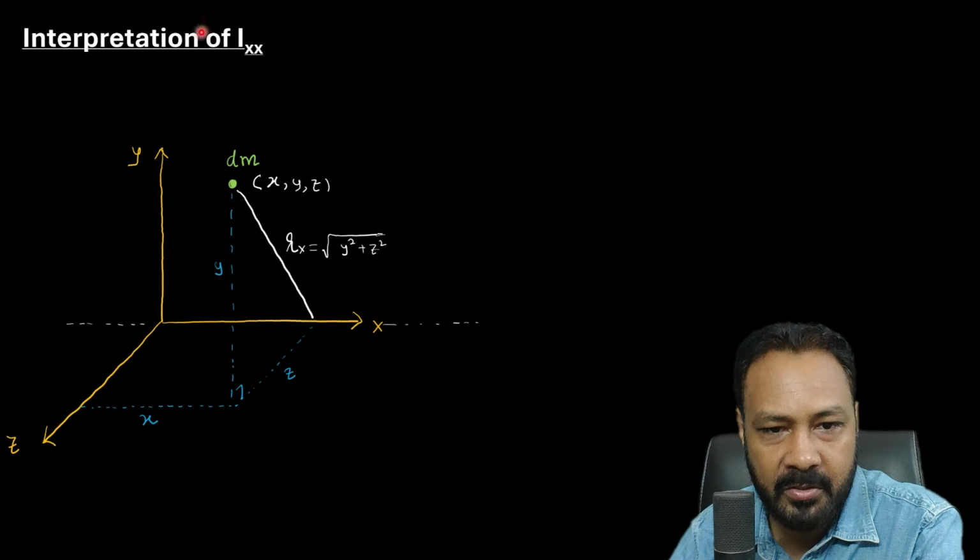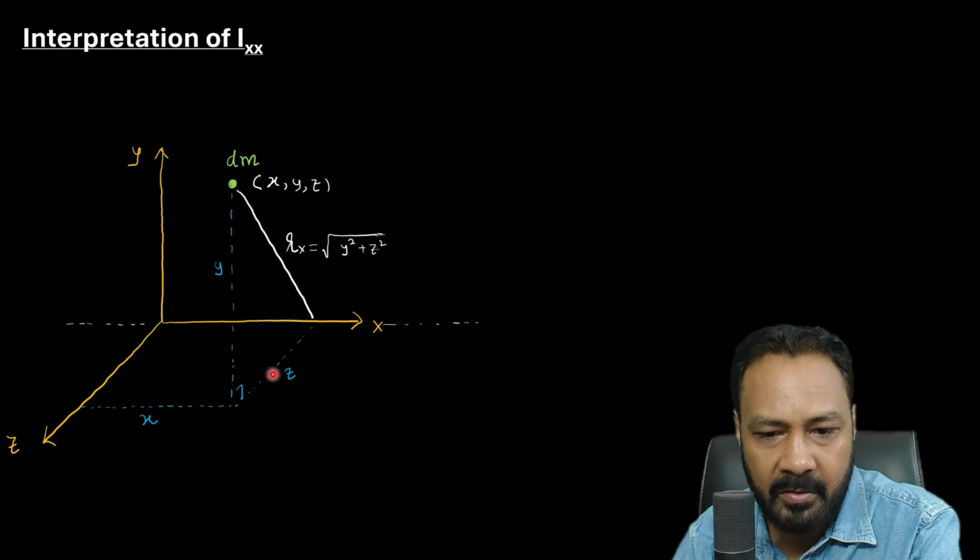So the interpretation of the first diagonal term, that is Ixx. Suppose this is our coordinate system xyz, and this is a point xyz, and there is a point dm here. So this height is y and this is z.